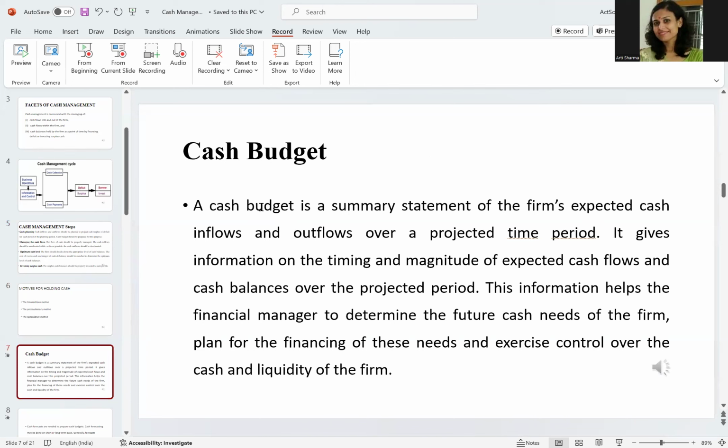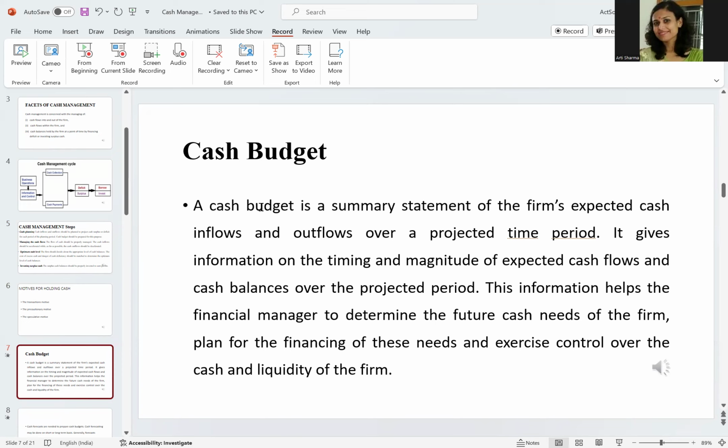Now let's discuss the cash budget. Cash budget, this is a summary statement of the firm's expected cash inflows and outflows over a projected time period. जैसे हम देखते हैं every year government also prepares a budget जिसमें कि वो अगले साल के लिए जो भी उनके एक्सपेक्टेड इनकम्स हो सकते हैं और जहाँ जहाँ एक्सपेंडिचर्स हो सकते हैं उसके बारे में समरी प्रोवाइड करते हैं.